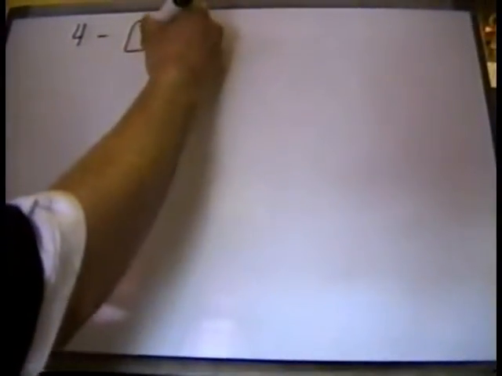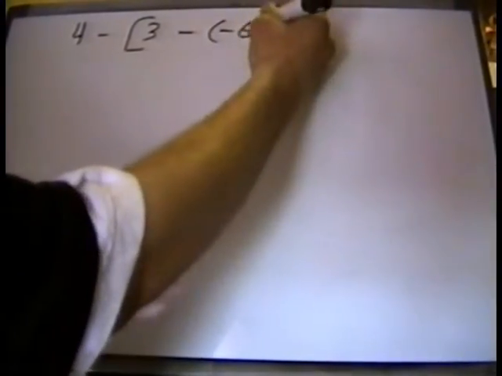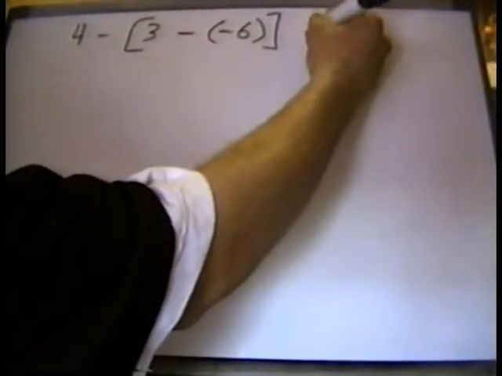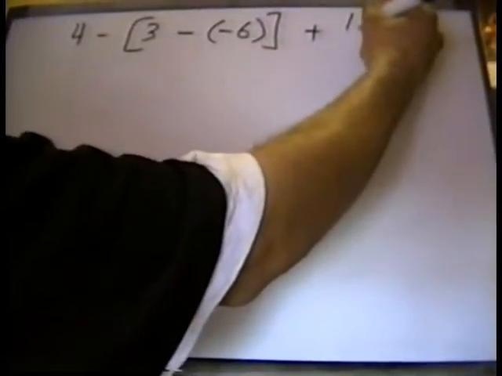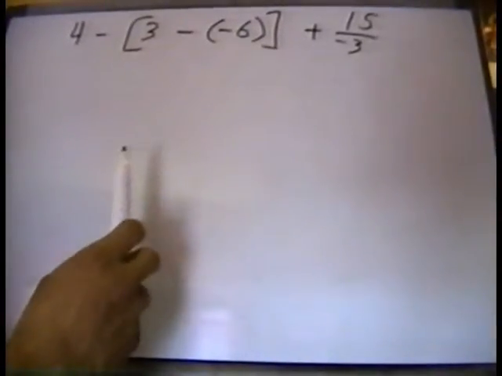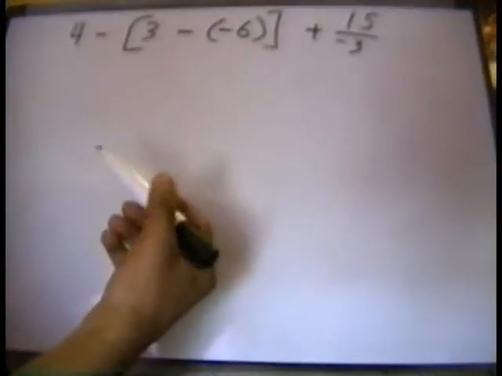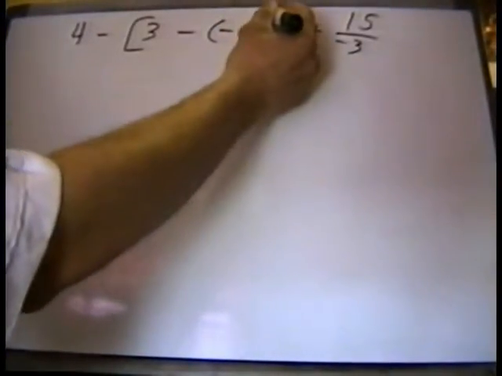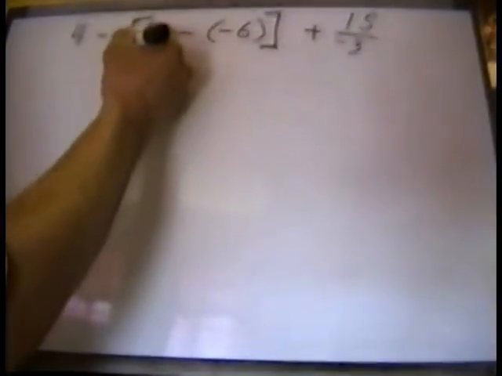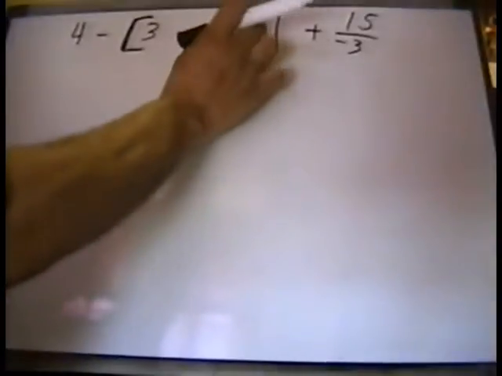If you have 4 minus 3 minus a negative 6 plus 15 divided by negative 3. Okay? So, do we see any grouping symbols? Yes, we do. We have braces here. Okay? And even within these grouping symbols, we have a negative 6, which is also in its own grouping symbol.